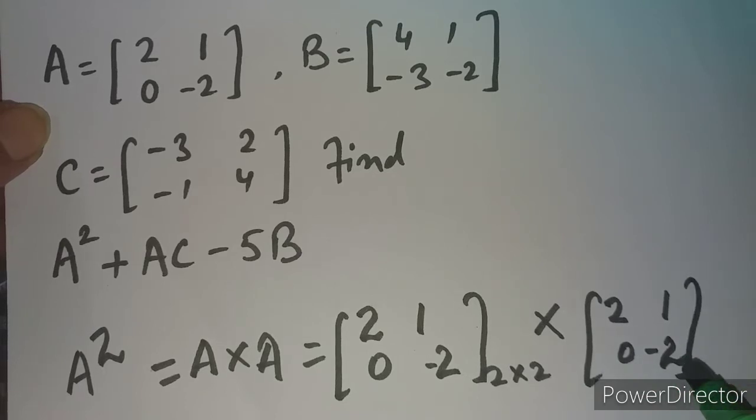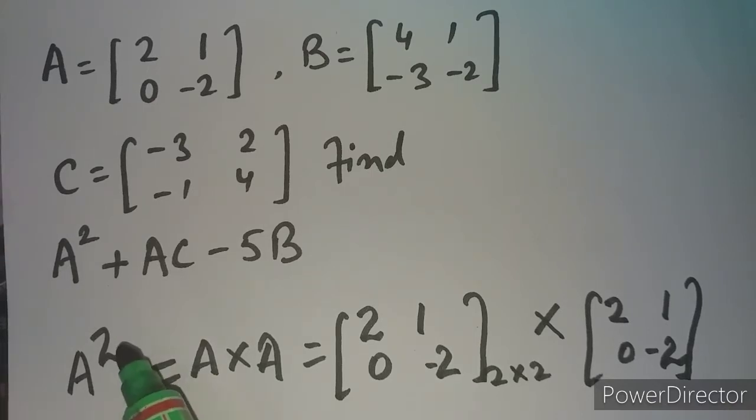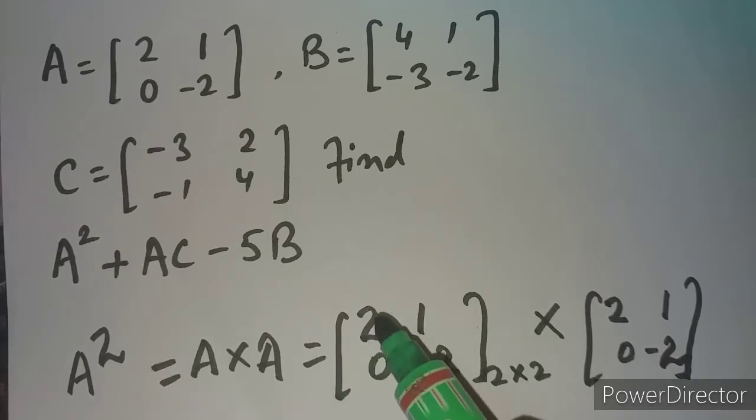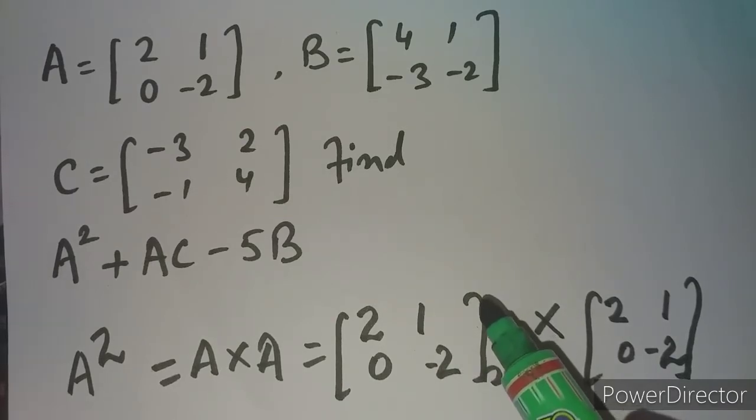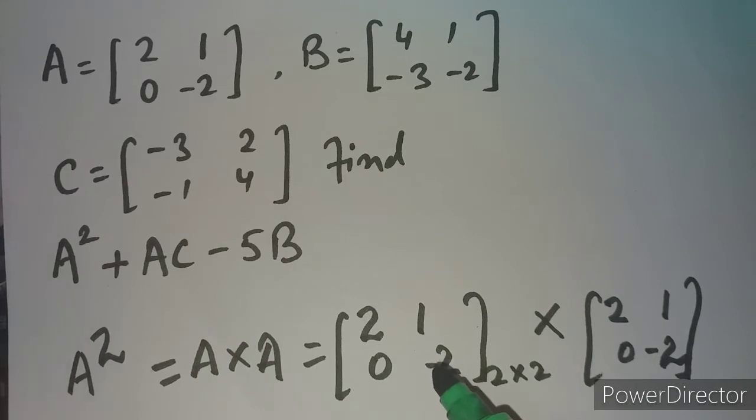Now students, the funny side of all this is that sometimes students who come without preparing this chapter or these questions, and this is a practical thing I am telling, simply write A square as the square of each and every element here. Like they will write A square as 2 square 4, 1 square 1, 0 square 0, and minus 2 square will be 4 only. So don't take it like that. It is simply the multiplication of two same matrices A and A. This will be treated as the first matrix, and this as the second matrix.